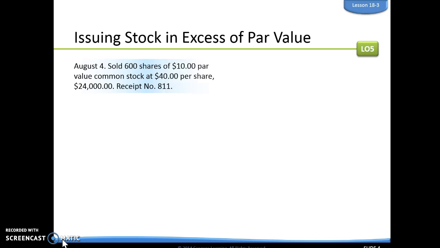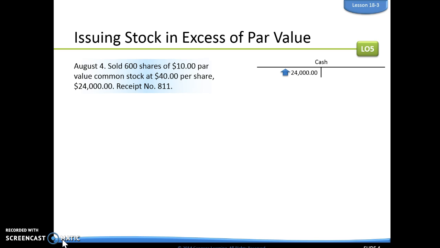Okay, now this one, we're issuing stock in excess of par value. So it says on August 4th, we sold 600 shares of $10 par value common stock at $40 per share for $24,000, receipt number 811. So what they're saying here is that the par value, the worth of those stocks, is $10. However, we sold them at $40. So that's in excess of that par value.